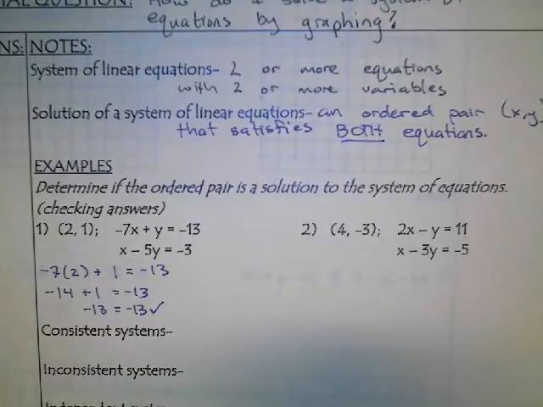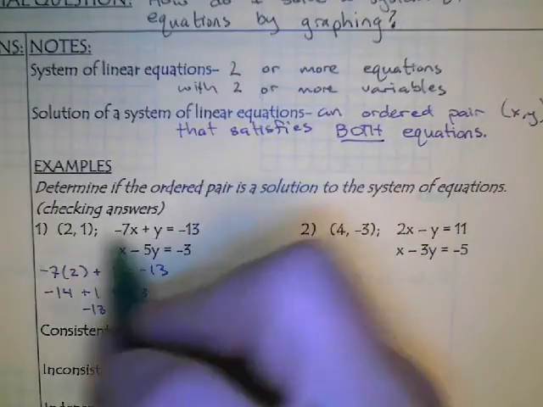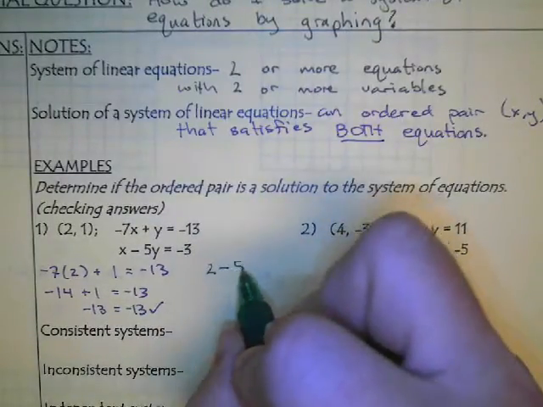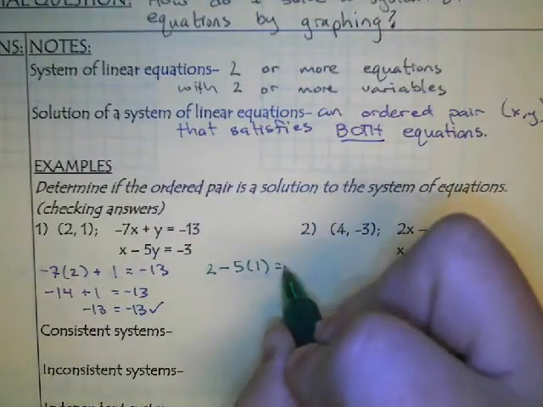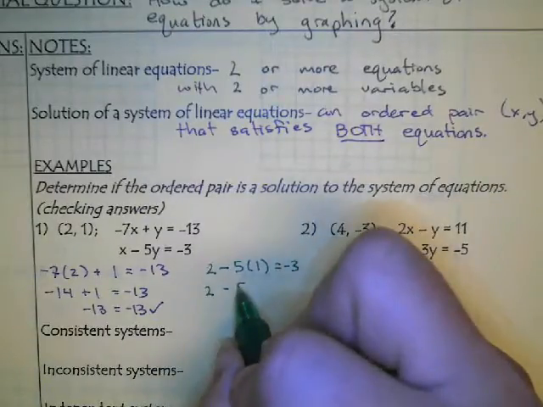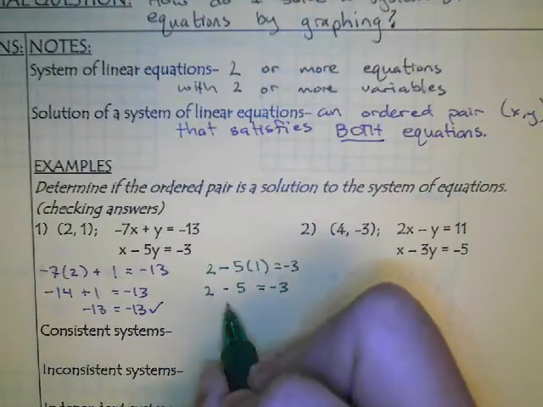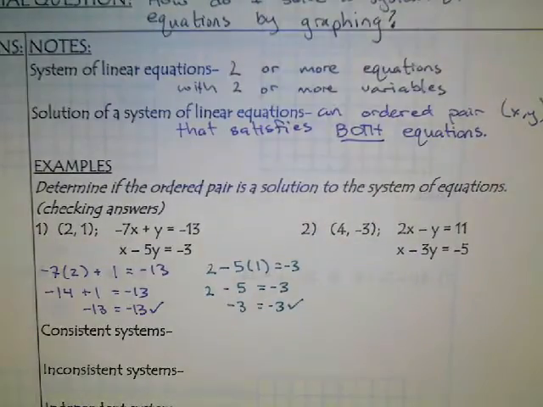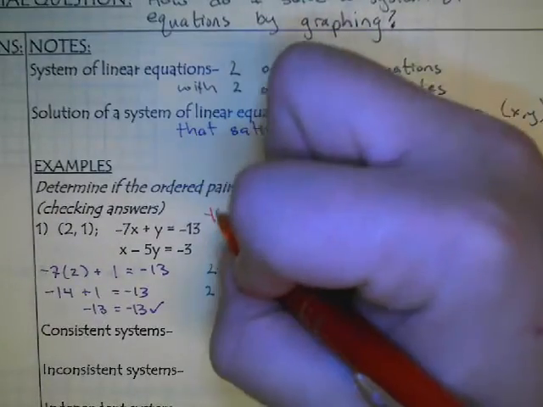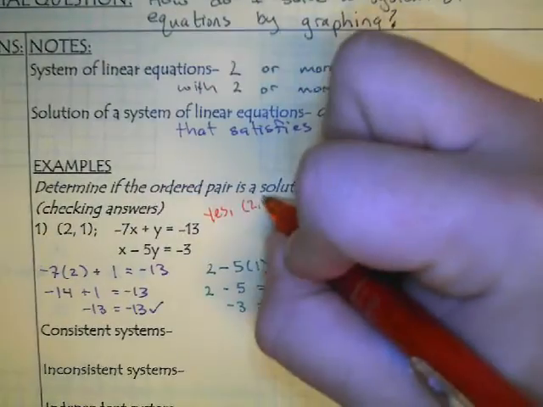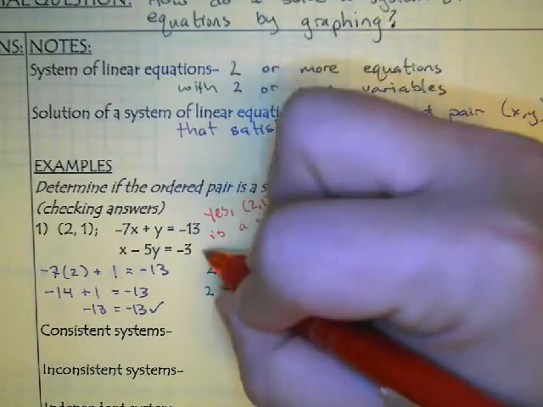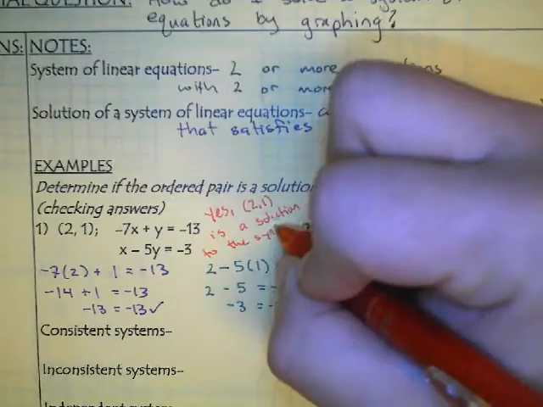So let's look at this one. And then I'll plug in my x and my y. So now I'll have 2 minus 5 times 1 is equal to negative 3. 2 minus 5 equals negative 3, and we get negative 3 equals negative 3. So that's a check. So we can say, yes, 2 comma 1 is a solution to the system.